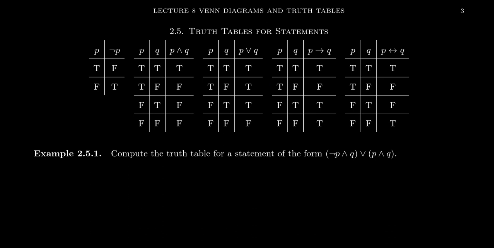Now for a biconditional, which is the last operation we've learned about, a biconditional is true when P and Q have the same truth value. So if P and Q are both true, the biconditional is true. If P and Q are both false, the biconditional is a true statement. Biconditionals are false when the truth values disagree. If you have true and false or false and true, that makes the biconditional false there.